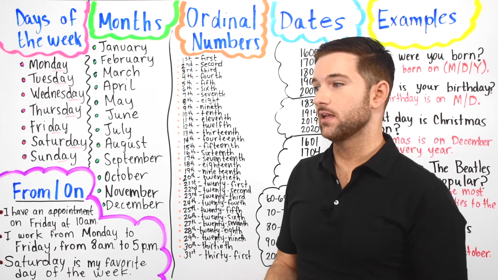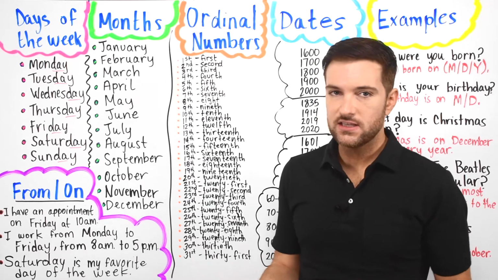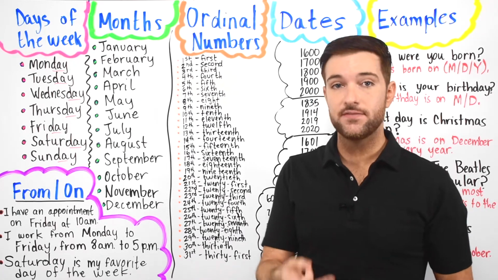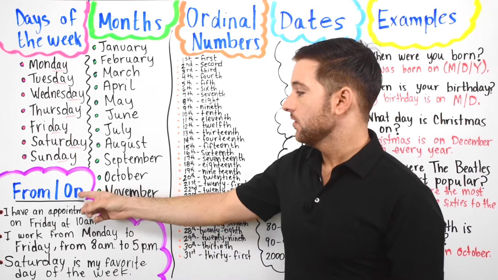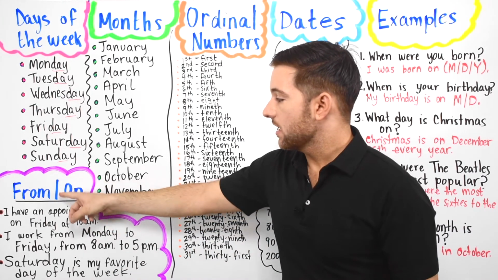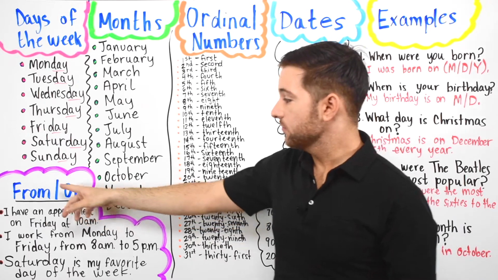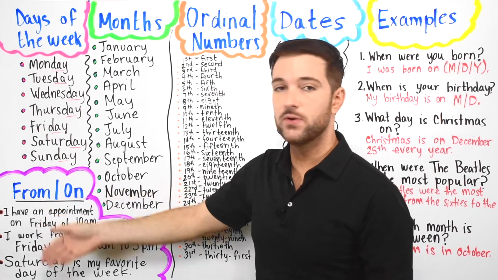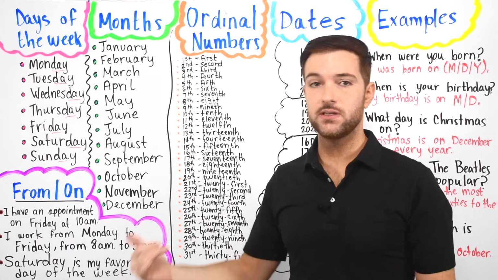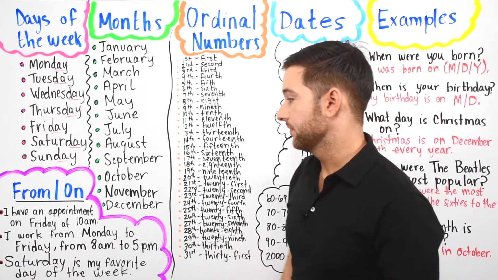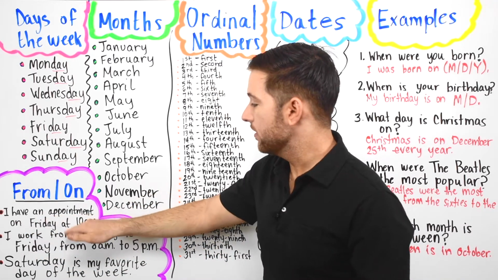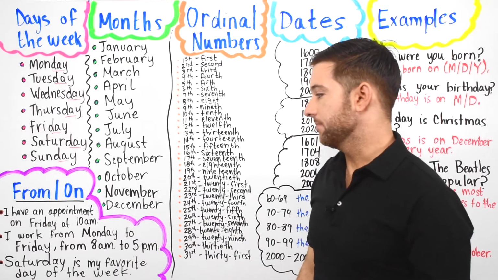day of the week, specifically. Which day did this happen? On what day specifically did it happen? So we use this to talk about a specific day, and we use from to talk about when something starts, when something begins, okay? For example, you can say, I have an appointment on Friday at 10 a.m.